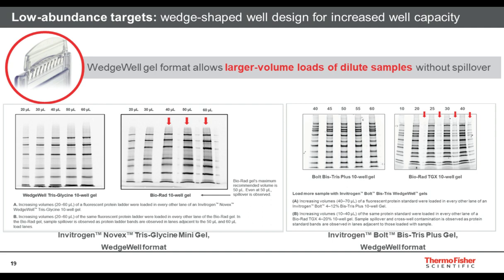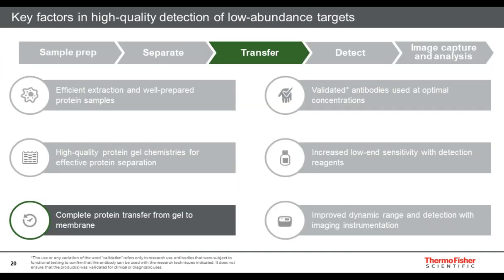In the images below, we show Tris-glycine and Bis-Tris WedgeWell formats compared to Bio-Rad gels. In both of these cases, we can see that loading up to 60 microliters of volume in the WedgeWell gel format does not have protein spillover or band smiling in the lanes compared to the non-wedge well formats. WedgeWell gels are available in a variety of gel chemistries and again are ideal for loading high volumes of dilute samples in the detection of low abundant targets.